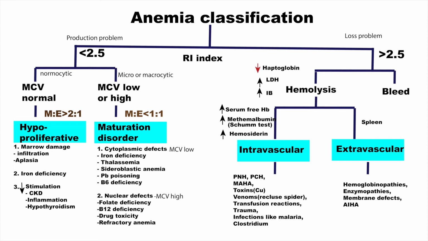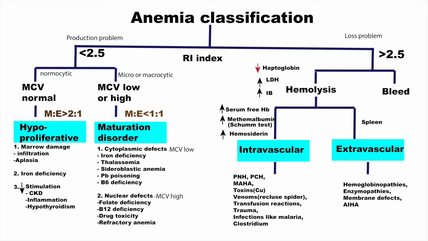When there is a loss problem, if the reticulocyte count, that is the corrected retics, are not very high but high, we would think of a bleed. But if it is very high and associated with a high LDH, a high indirect bilirubin, and a low haptoglobin, we think in terms of a hemolysis. Hemolysis is further classified into intravascular and extravascular hemolysis. In intravascular hemolysis, the serum free hemoglobin is elevated along with the urine free hemoglobin.